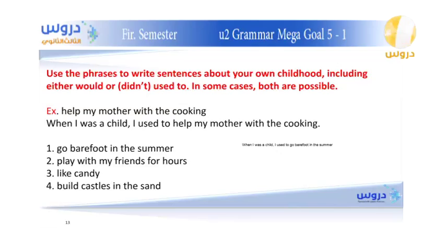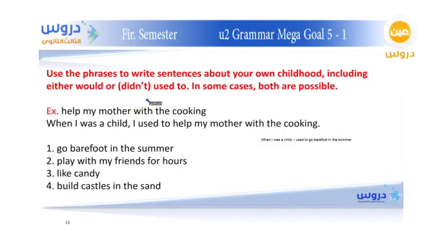So here we have the first example of the sentence. When I was a child, I used to go barefoot in the summer. It's a very good example. Now let's move on to number 2: play with my friends for hours. We can also add this. When I was a child, I used to play with my friends for hours.